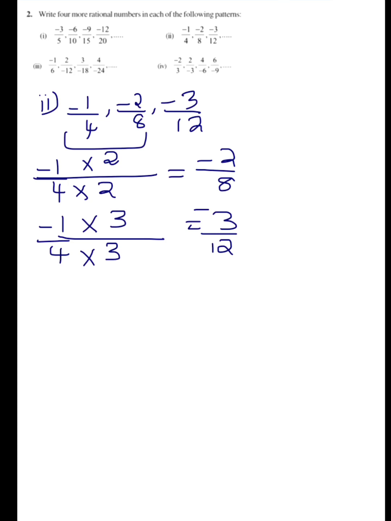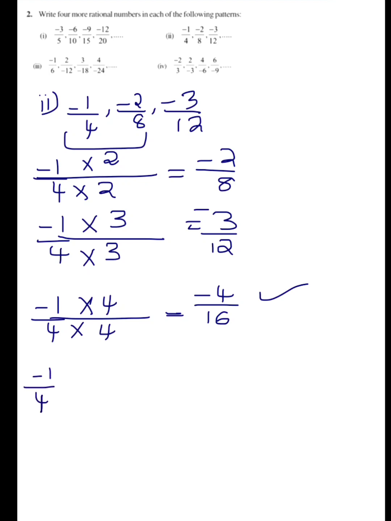Okay. So what will be the next? Minus 1 by 4 into 4. Here also into 4. So what is the answer? Minus 4 by 16. Okay, this is the first number. Now minus 1 by 4 into 5, because here it's 2, here 3. So the next will be into 4 and the next one will be 5. So its answer will be minus 5 by 20.